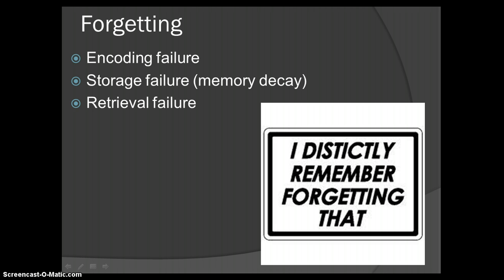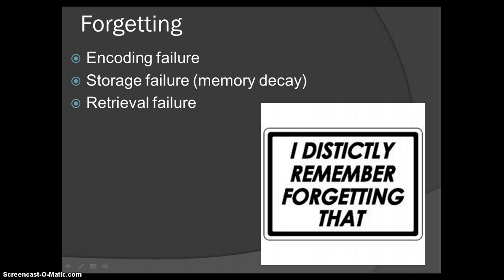An additional element can be storage failure, or memory decay, and it's the fading or weakening of memories assumed to occur when memory traces become weaker. So you encoded the name of that lady, but it has been a very long time since you met her, and since then you met a lot of other people, so your memory of her name decayed. You cannot remember it. You forgot it.